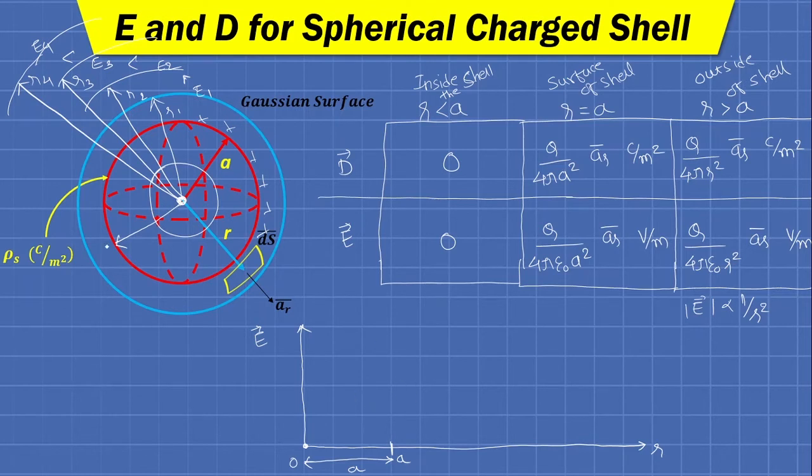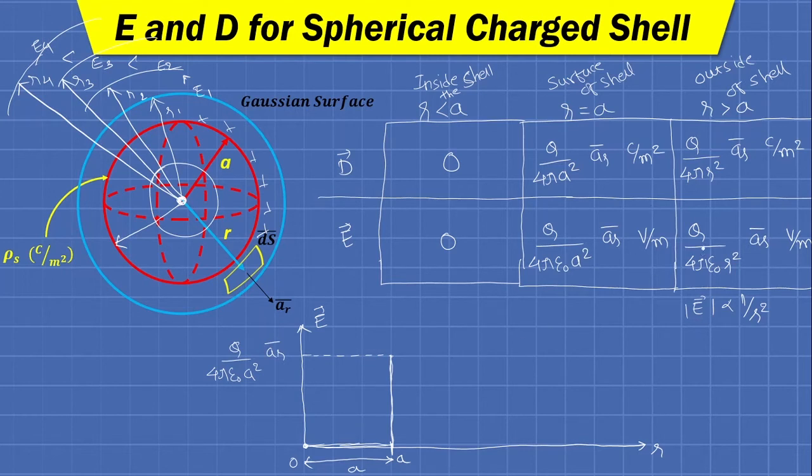So moving towards this, the intensity will be 0 up to the surface, but as soon as we reach the surface, our intensity will be q upon 4 pi epsilon naught a square. So we will have some non-zero value of intensity at the surface, and that value will be q upon 4 pi epsilon naught a square ar bar.